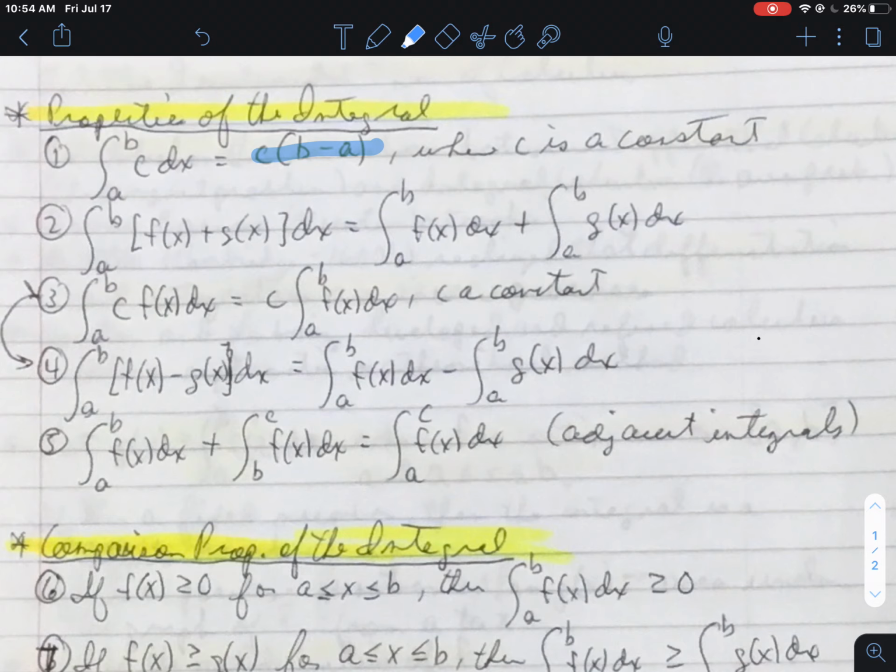I'm going to go down to number 4 because similarly, the integral of a difference, so we've done 1, we've done 2, the integral of a difference is also equal to the difference of the integrals. So basically, number 2 and number 4 allow us to integrate term by term.